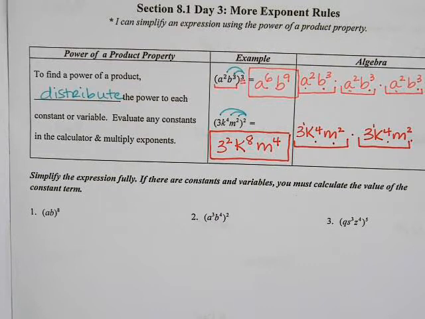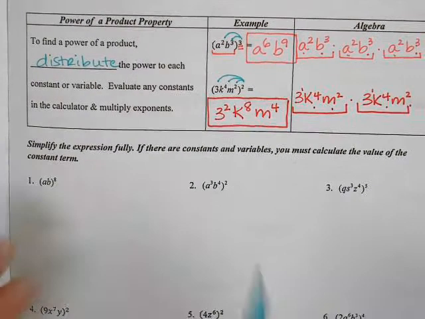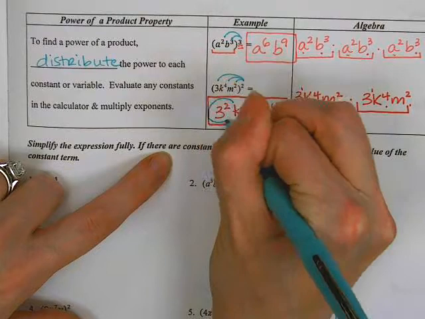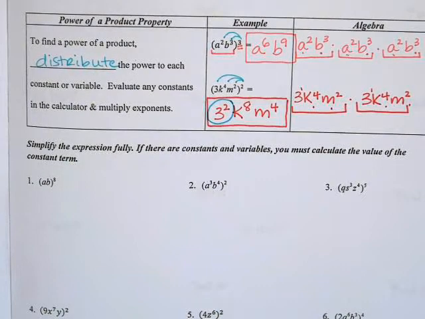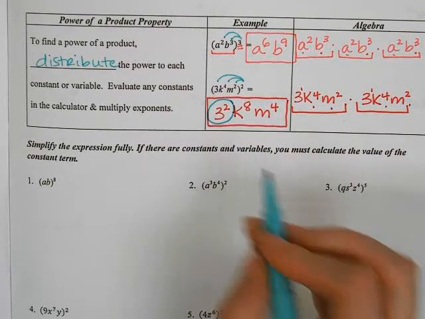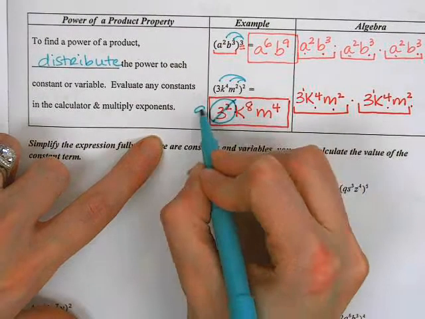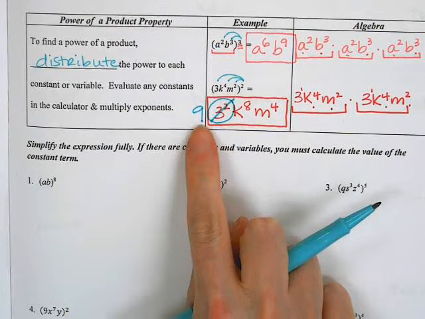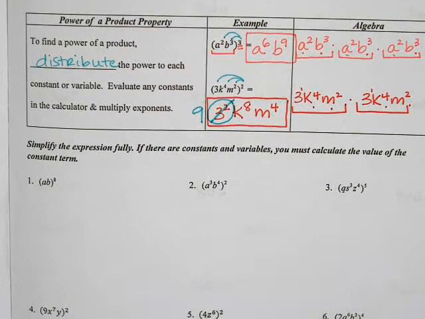Now, here's the one thing that you guys need to do. If there's any number base, I want you to actually calculate it. So like, what is 3 squared? I want you to actually do that and write 9. So final answer is 9k^8m^4.